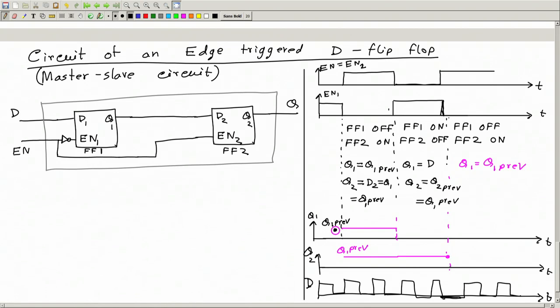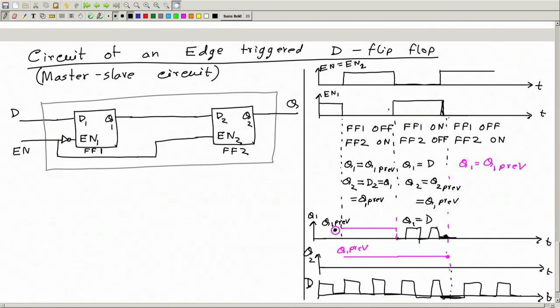Okay, so then at this instant, D is 0. So Q1, so here to here, Q1 is equal to D. Here Q1 is equal to D. So let me just copy this pattern. So 0, then 1, then 0, then this thing, then 0. Okay, so that means here at this instant it is 0. So then this value is the value of Q1 previous.